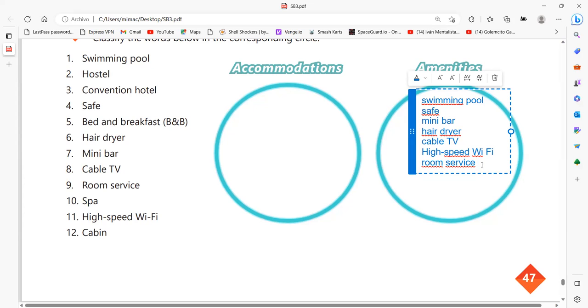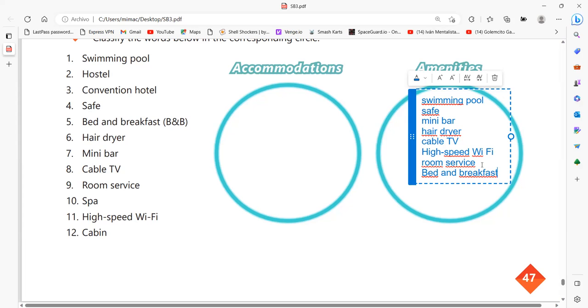Bed and breakfast, yeah. It is like room service, right? B&B stands for bed and breakfast, not barbecue. Yeah, because some people say it is similar, but not the same. Breakfast. Okay. Okay, another one.